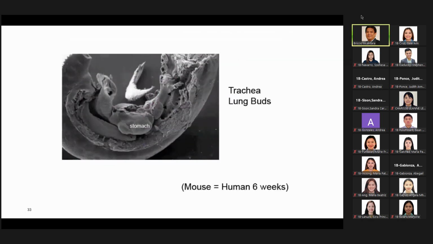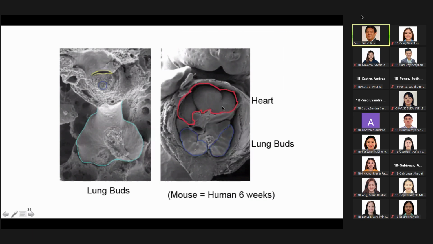Okay. So here you have the stomach area anteriorly there. So you have your tracheal lung buds in this area, class. So again, heart, lung buds, class. You now have your bronchi in that area. Okay. So this is the lung bud. So the trachea is there. You now have your bronchi in this area.